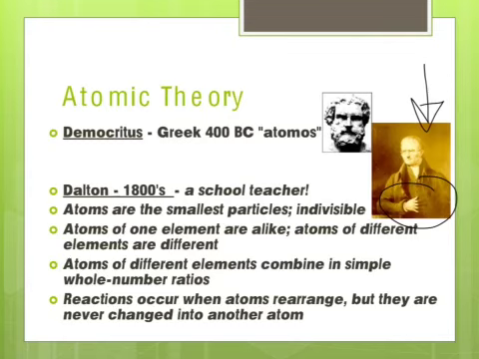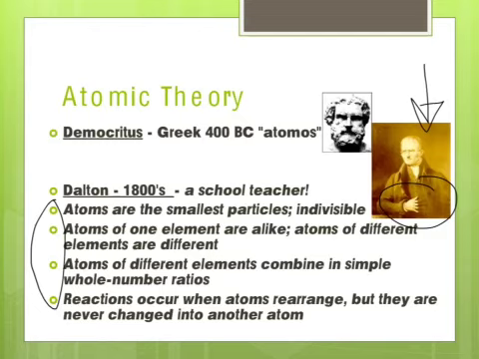Dalton said these things listed here. He said atoms are the smallest particle and they're indivisible. Atoms of one element are alike. So if you had copper and you found atoms of copper anywhere, they're going to be the same if they're copper. And atoms of different elements are different. So zinc is going to look different.